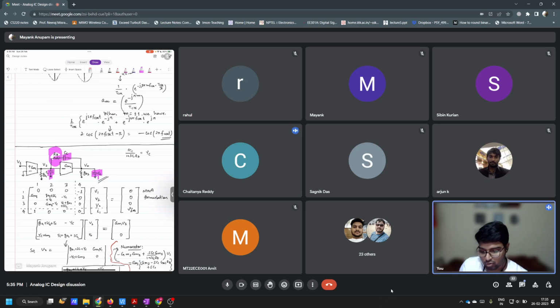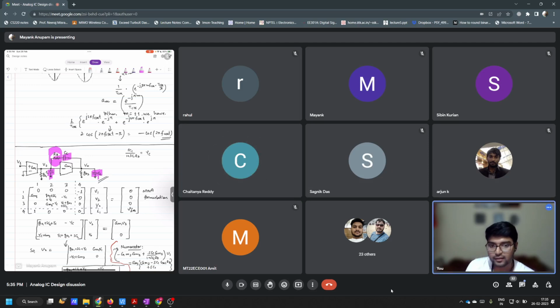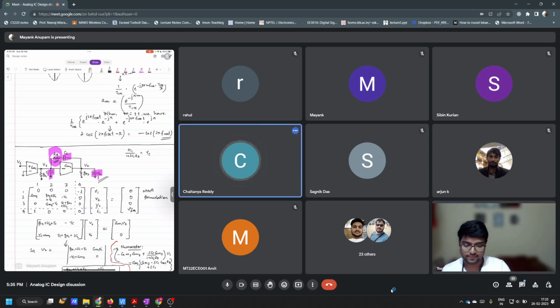Right. Now, but let's say you are not satisfied with that. You want to cancel this zero. How is the pole not getting affected? That is what I'm coming to. Now let's say you are not satisfied with the zero and you want to cancel that zero, right? So you will want to add this resistor RZ, isn't it?